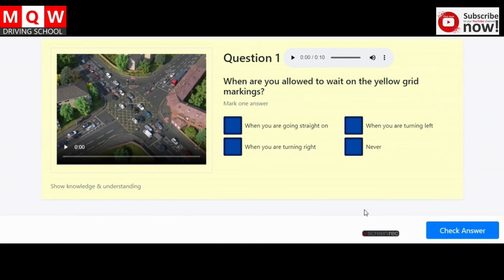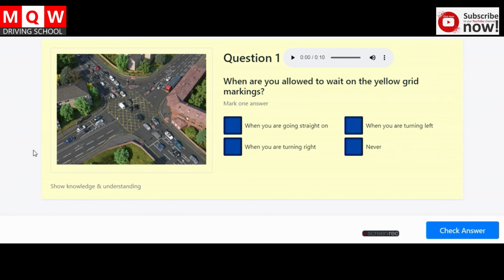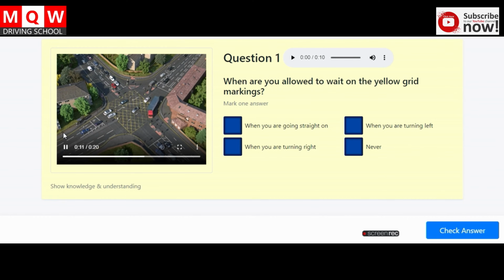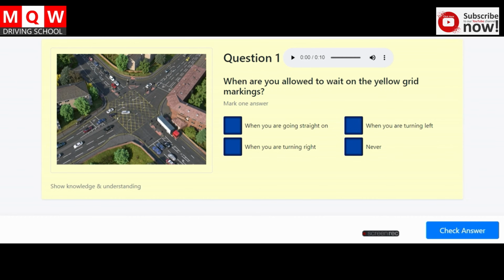Now you're going to see clip number 1. So let's watch the clip first. First you have to identify what the clip is about. First of all, you can see this clip is about a crossroad with a yellow box junction and the traffic is moving from multiple directions. Now be ready, they're going to ask you some questions on the basis of this video.